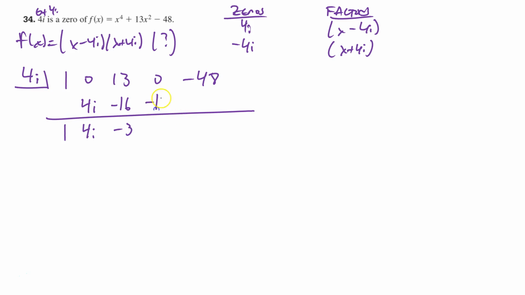Multiply by 4i gives me a negative 12i. Add 0 makes me a negative 12i. This is a really nice one for synthetic. Wow. Negative 12i times 4i, that is a negative 48i squared. I squared is negative 1, so that makes a positive 48, which gives me 0, which we expect because they told us it's a 0.